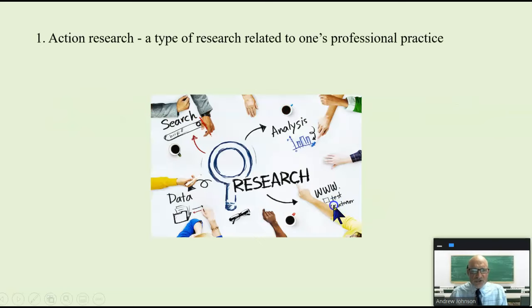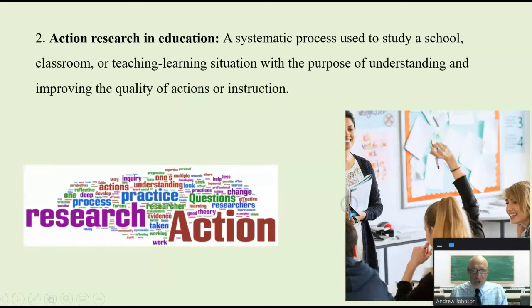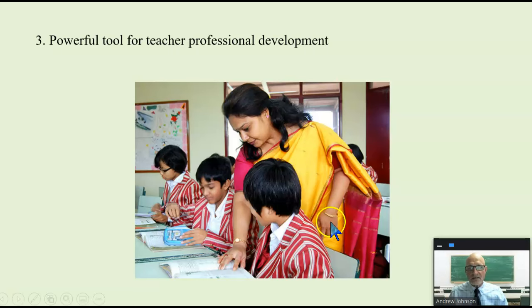What is action research? Action research is a type of research related to one's professional practice. It could be in education or in any field. It's practitioner research. It is a systematic process. Systematic is key here. It is used to study a school, a classroom, or a teaching-learning situation with the purpose to understand what's going on and to improve the quality of instruction. This is action research in an educational system. And it can be a powerful tool, as you'll see, for teacher professional development. It's one of the best ways to link theory and research directly to classroom practice.